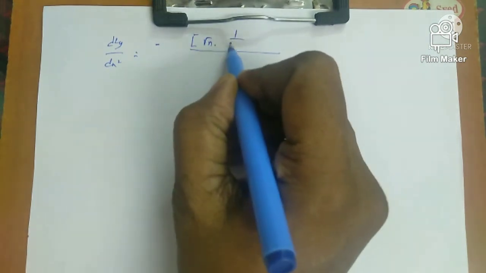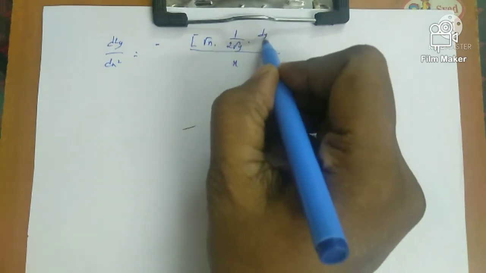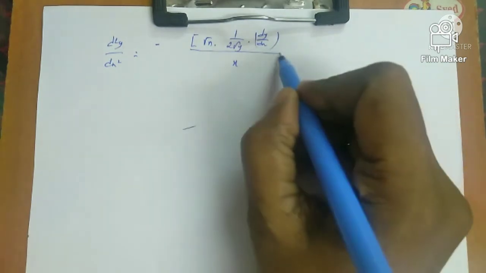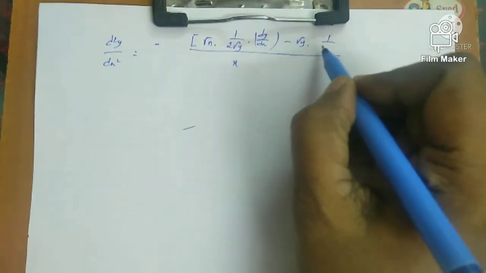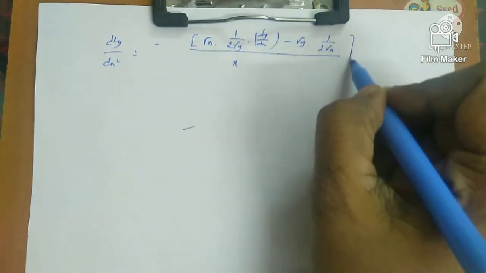Differentiation of root y is 1 by 2 root y into dy by dx. Okay, then minus, keep the root y as it is. Differentiation of root x is 1 by 2 root x.